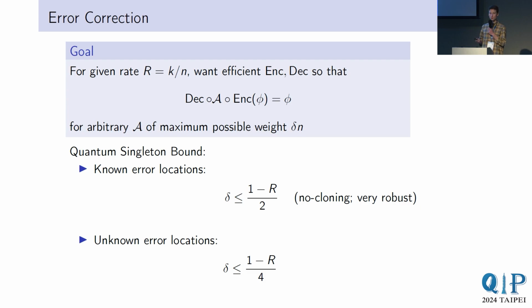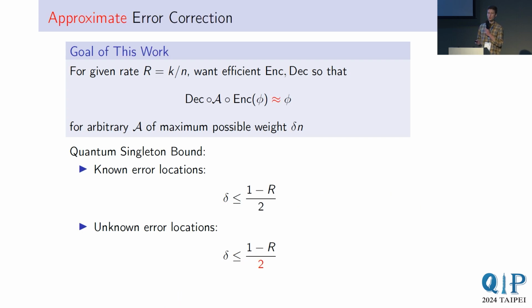And yet if we move over to the setting of unknown error locations, where we don't know where the errors occurred, it turns out that this bound actually drops by a factor of 2. We, in general, can only correct errors acting on (1 minus r) over 4 fraction of the code word symbols. So what we're looking at in this talk is, can we replace this 4 with a 2? Are there settings in which we can do error correction against unknown error locations, but still correct up to (1 minus r) over 2 fraction of errors?